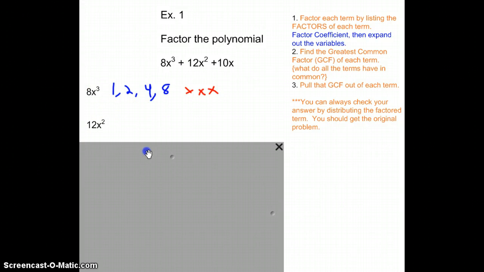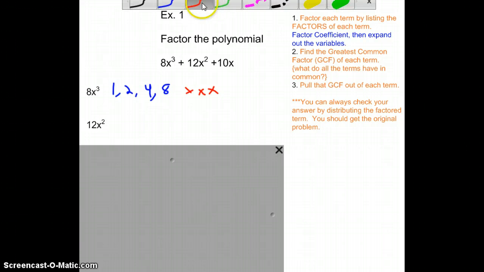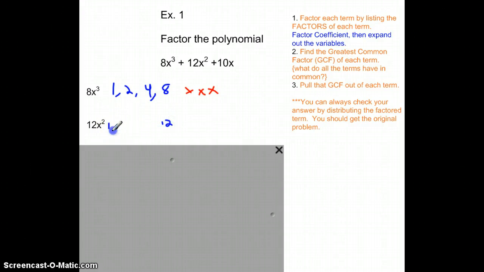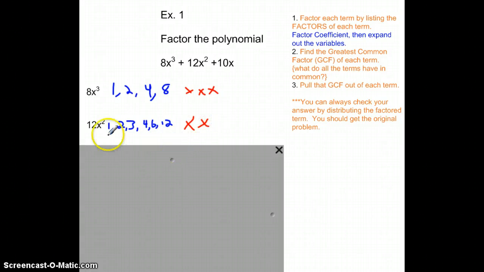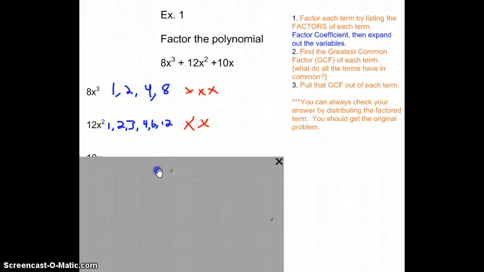Let's take a look at our next term, 12x squared. So factors of 12, we got 1 and 12. All right, 2 and 6. And 3 and 4. And then if we want to take a look at our variables, we got x squared, so that's x and x. Okay, so there's our 12x squared. We got our factors of it, okay?